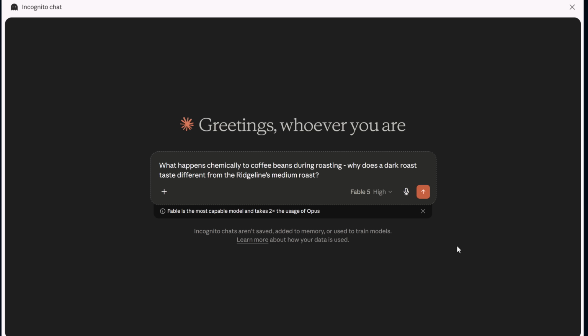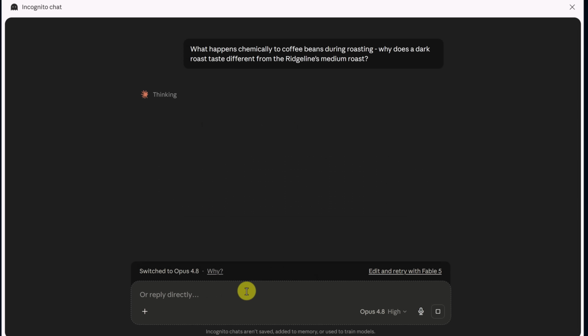And this is what I'm going to test. What happens chemically to coffee beans during roasting? Why does a dark roast taste different from Ridgeline's medium roast? So, a completely innocent question, but it's chemistry, which is on the list. So let's see what happens. So there it is. A question about roasting coffee just got handed to a different model. That's the cautious tuning in action, and now you've seen exactly what it looks like when it happens to you.